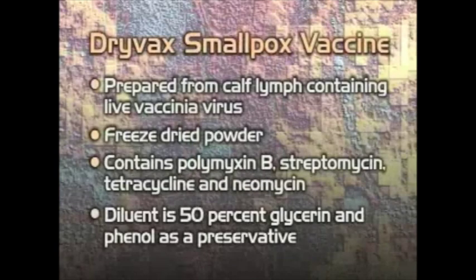DryVax was produced by Wyeth Laboratories in the early 1980s from calf lymph containing live vaccinia virus. This vaccine is provided as a freeze-dried powder and contains the antibiotics polymyxin B, streptomycin, tetracycline, and neomycin. The diluent used to reconstitute the vaccine is 50% glycerin with a small amount of phenol as a preservative.